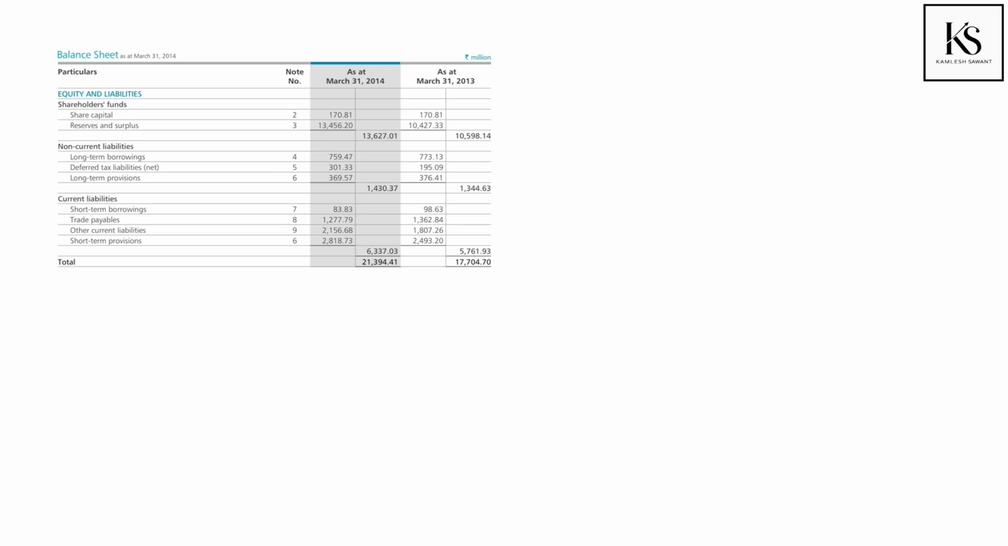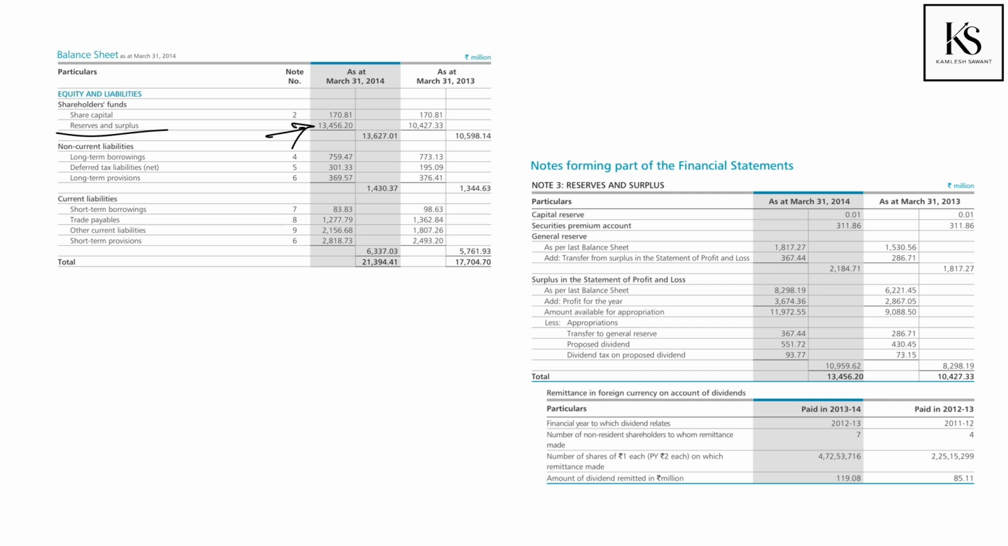The next line item on the liability side of the balance sheet is the reserves and surplus. Reserves are usually money earmarked by the company for specific purposes. Surplus is where all the profits of the company reside. The reserves and surplus for ARBL stands at 1345 crore rupees. The reserves and surplus have an associated note number 3. Let us look into the same.